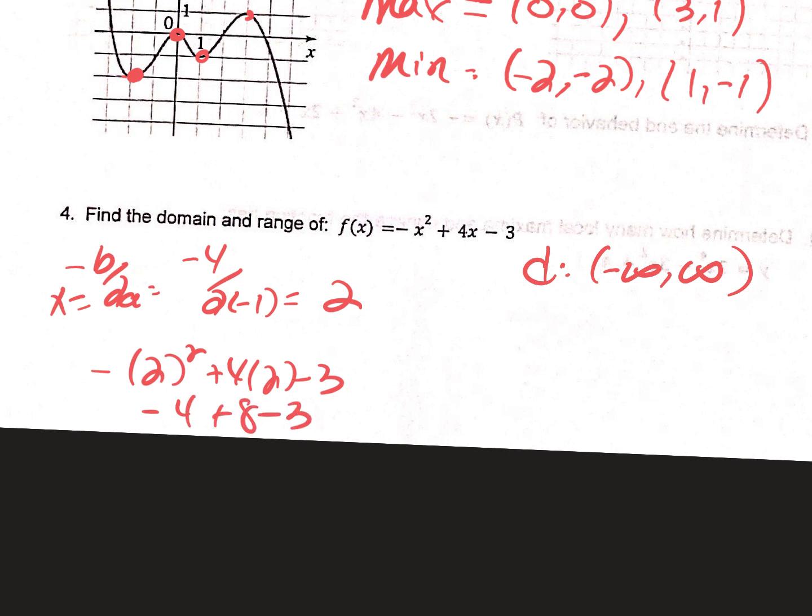That's actually 1. So 1 would be the max value, because this probably is opening down because of that negative sign. So my range is going to be negative infinity. It's going down forever, and it's going up until it hits the 1. 1 has a bracket because it actually touches the 1.